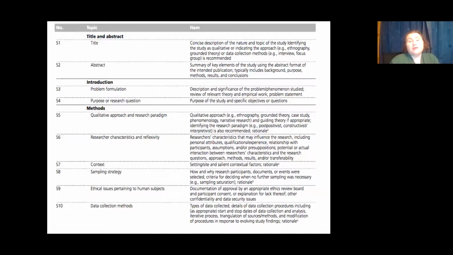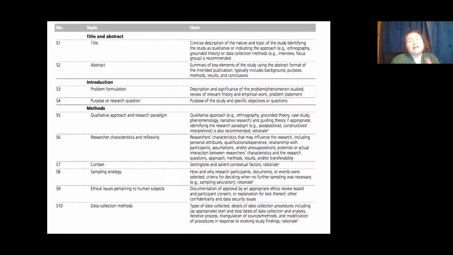Again, the main focus is around the methodology, naming your approach, naming the researcher characteristics, having that reflexive piece of where you sit in the study. Your context, your sampling, ethical issues, data collection. Again, none of this is new to any of us who do qualitative research, but do we take the time to name these areas in our writing? And again, for Palliative Medicine, I discovered SRQR because I was submitting to Palliative Medicine, and the experience of doing this checklist was really helpful in terms of saying, yes, this is done on this page, this is done here.